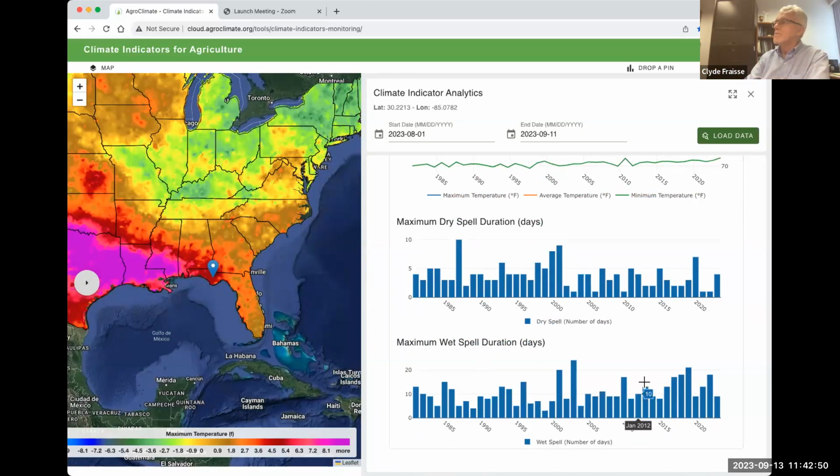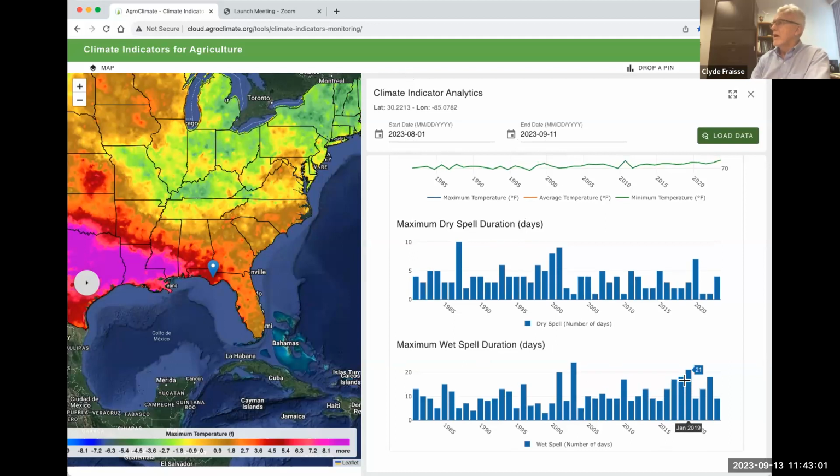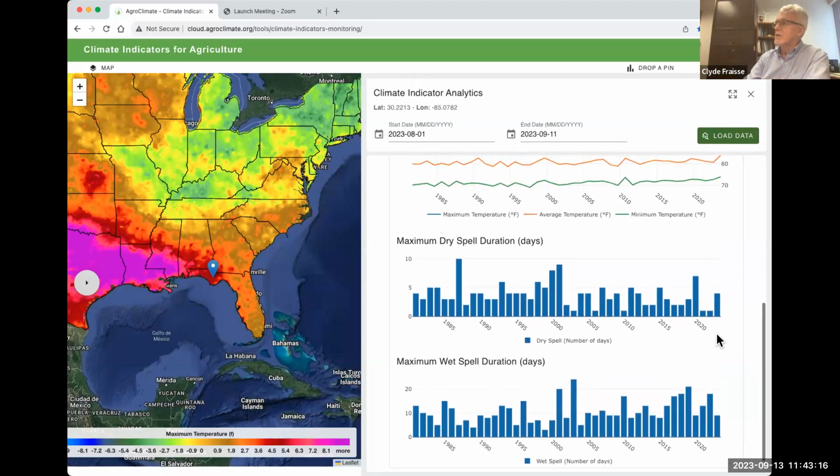And the maximum wet spell, which will be the maximum number of days between August 1st and September 11th for the same location. 2019, there were 21 days, 2021, 13 days. Very wet, not in amount, but at least a good number of wet days in that particular year.